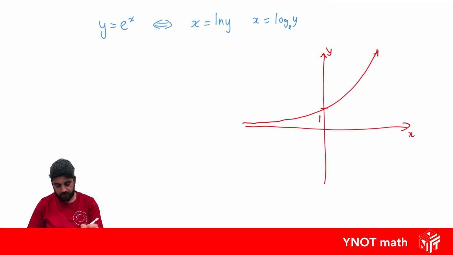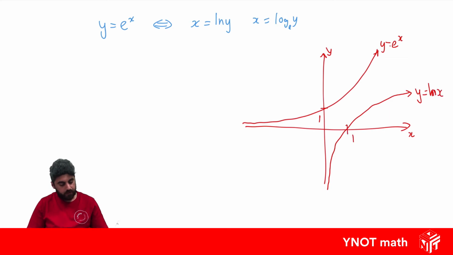And if we graph y, so this was y equals e to the power of x, and now I want to graph y equals ln x. And if we graph that, that's going to look something like this, where this is y equals ln x. And that actually goes through 1. And what you'll find is that they're a perfect mirror image about the line y equals x.